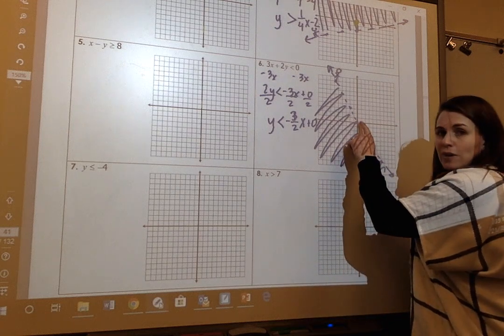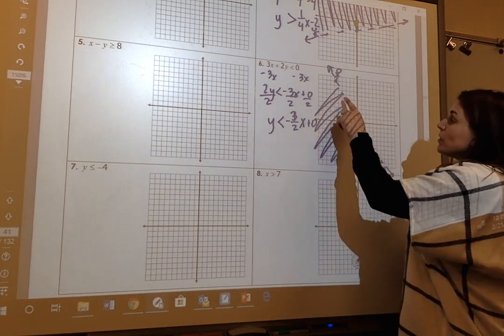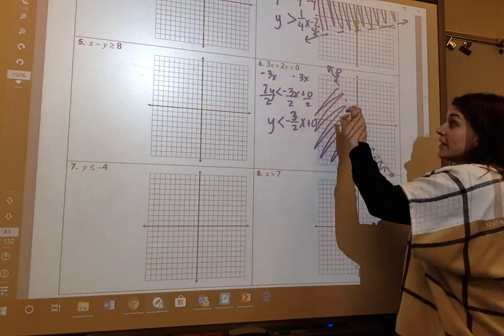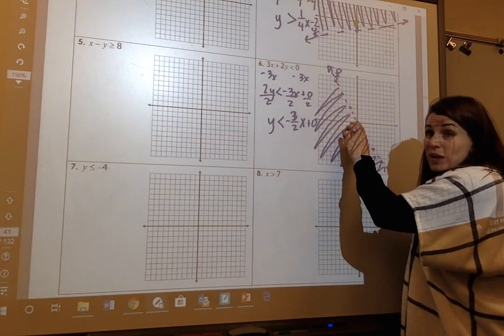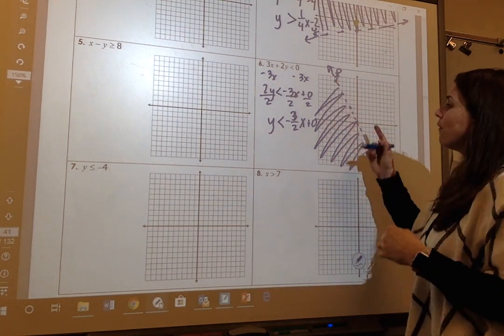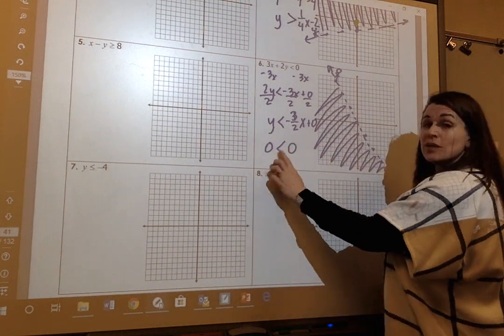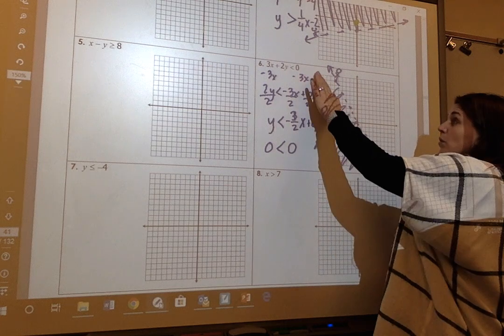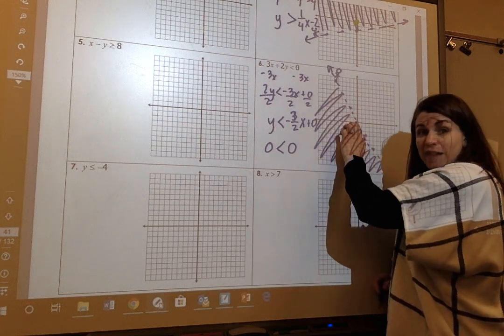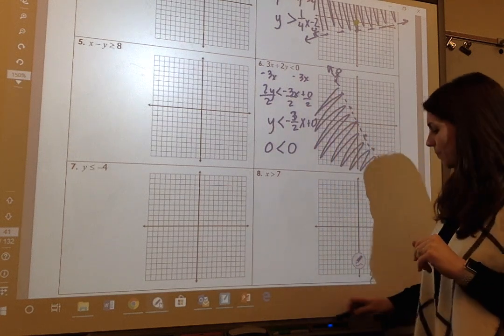So 0, 0 is right here. 0, 0 is on a dashed line. So 0, 0 is really not a part of my solution. If you plug it in, it says, is 0 less than 0? No, 0 is not less than 0, it's equal to. So my test point is on that line, but it's not a part of my solution.